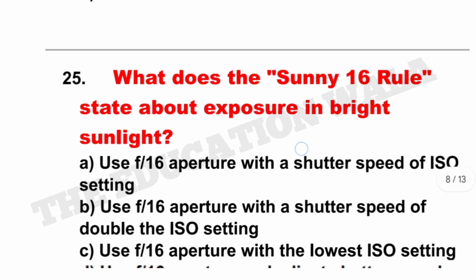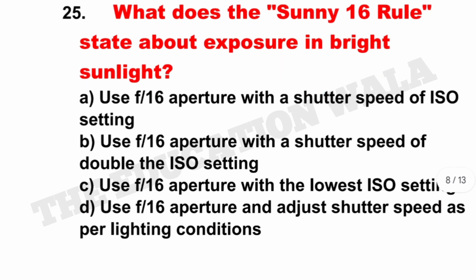Question number 25. What does the Sunny 16 rule state about exposure in bright sunlight? Option A, use f/16 aperture with a shutter speed of the ISO setting. Option B, use f/16 aperture with a shutter speed of double the ISO setting. Option C, use f/16 aperture with the lowest ISO setting. Option D, use f/16 aperture and adjust shutter speed as per lighting conditions. Right answer is option A.